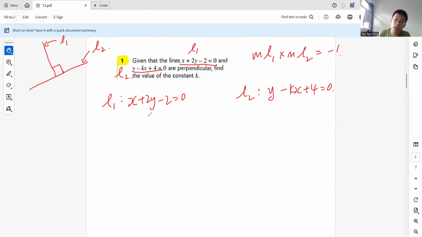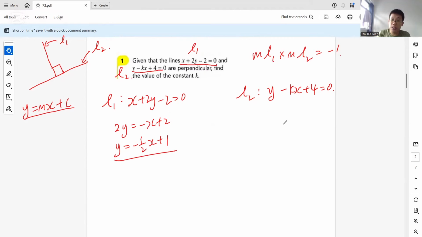I'm going to change these two line equations to fit the y equals mx plus c form. So 2y equals negative x plus 2, y equals negative half x plus 1. What I did was divide every term by 2. For L2, same thing, change it to y equals mx plus c format. So y equals kx minus 4. Then we are done.